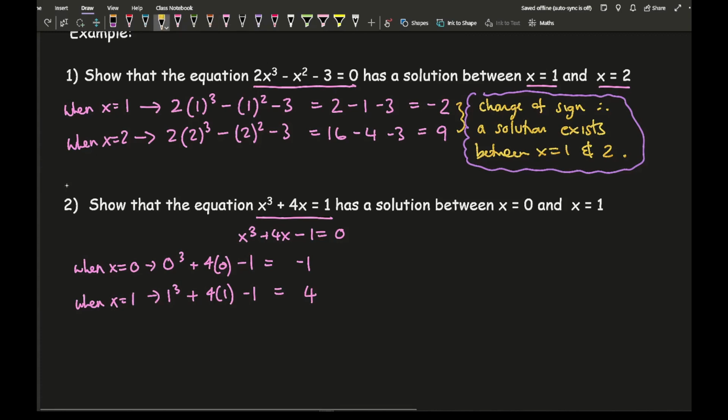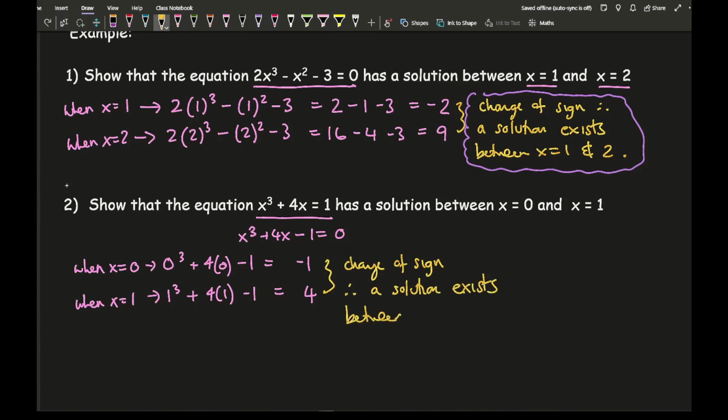So again, as you can see, we've got a change of sign. So therefore, a solution exists between x equals 0 and 1.